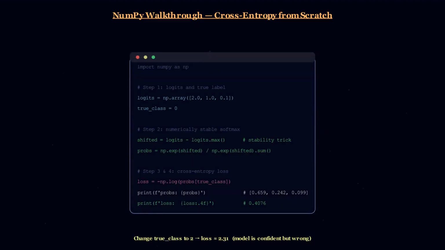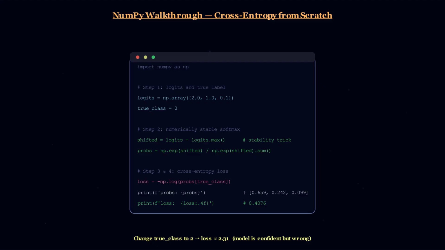Let's compute cross-entropy from scratch in NumPy. No PyTorch, no shortcuts. Step 1. Define logits and the true label. Logits are 2.0, 1.0, 0.1. True class is 0. Step 2. Compute softmax. Subtract the max first for numerical stability, then exponentiate and normalize. Step 3. Extract the probability of the true class. That's the first element of the softmax output. Step 4. Compute the cross-entropy loss, negative log of that probability.